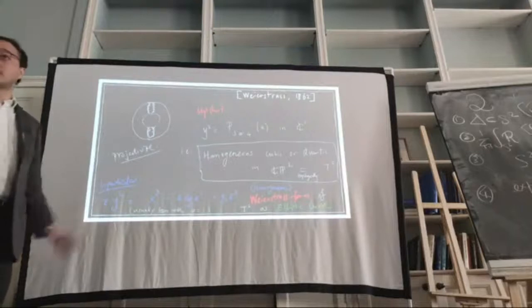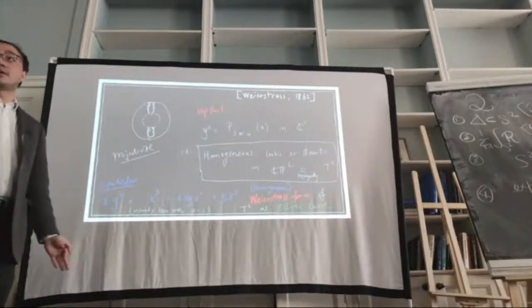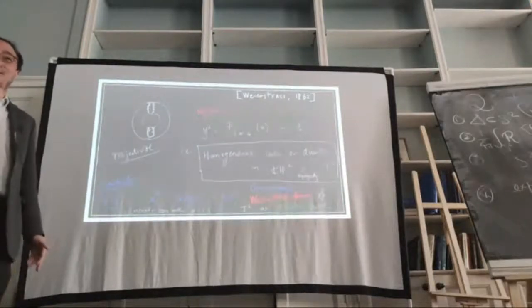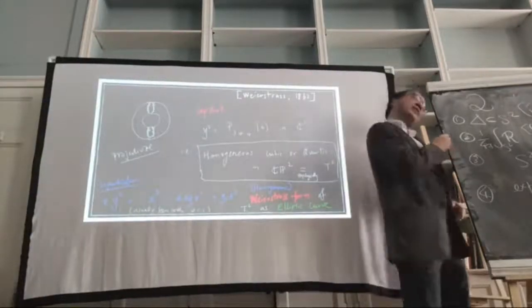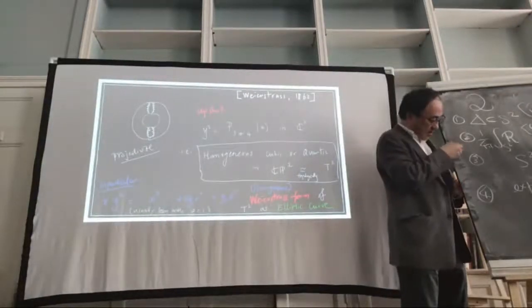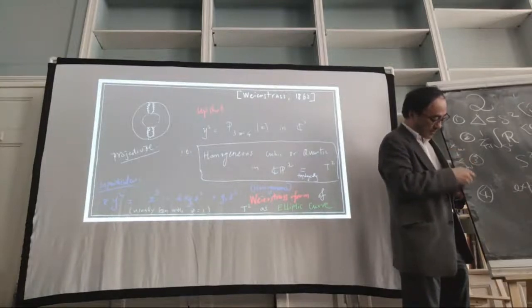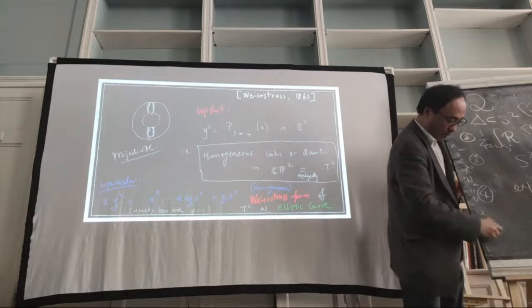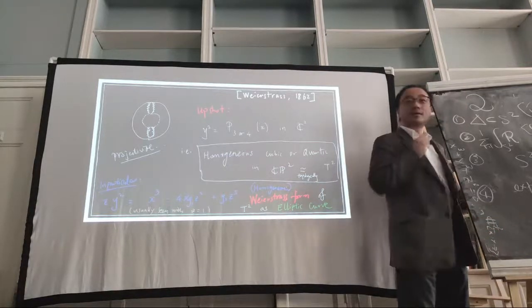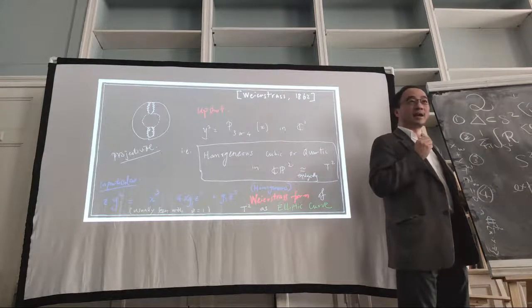Fine, so that's the take-home message. By the way, you've just created your first Calabi-Yau manifold. That's it, right? If I write x cubed plus y cubed plus z cubed is equal to 0 inside CP2, projective xyz, that is a Calabi-Yau manifold.